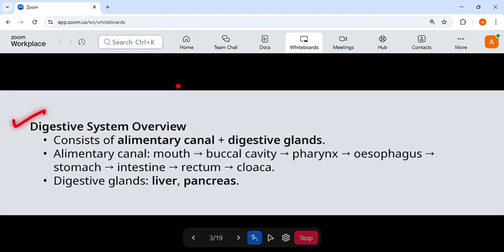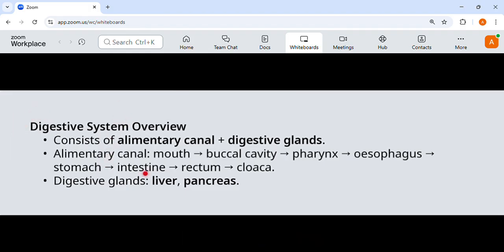I'm giving an overview first. So it consists of two things. What is that? Alimentary canal and digestive glands. So what comes under alimentary canal? Mouth opens into buccal cavity, which leads to pharynx, then esophagus, food pipe, stomach, intestine, rectum, in rectum, then cloaca, and then cloacal aperture.